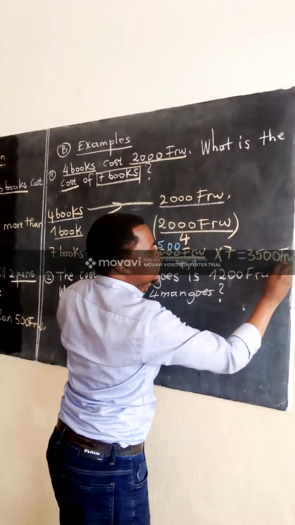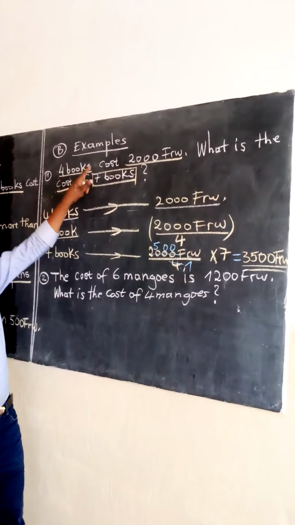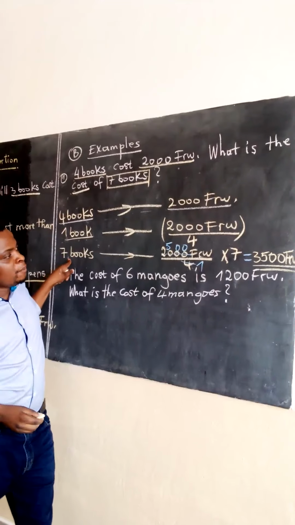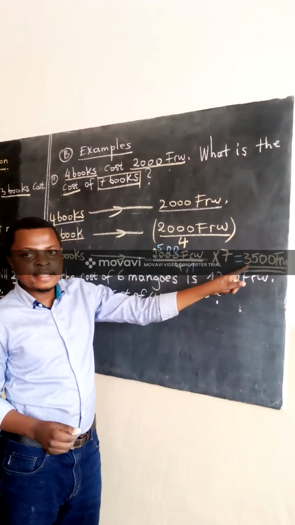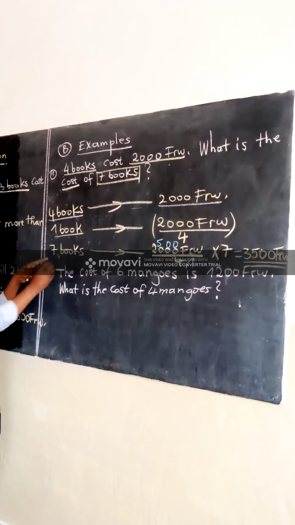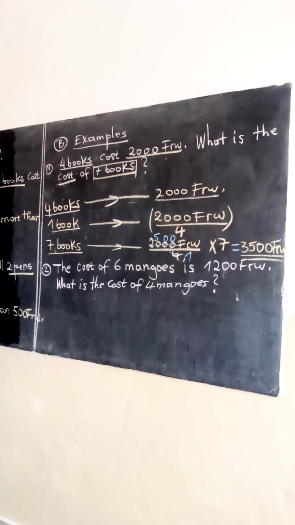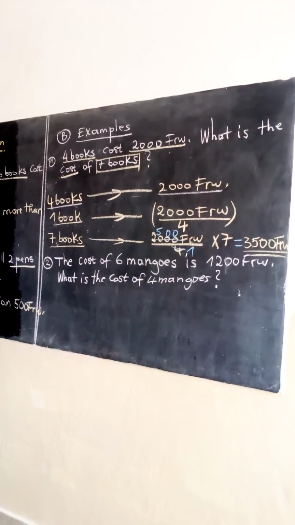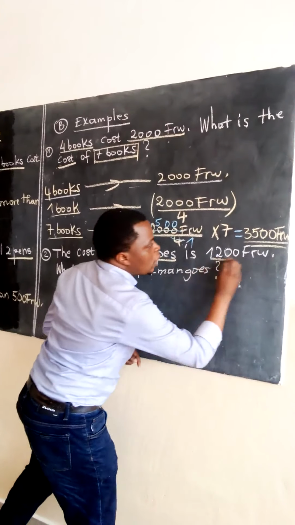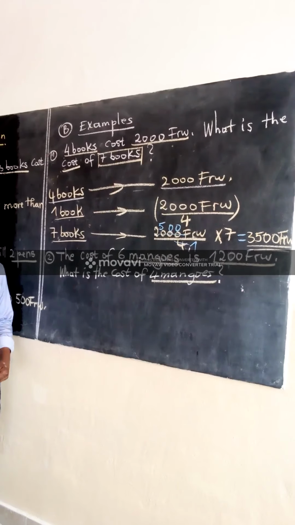Remember, if they ask what is the cost, the answer will not be books, the answer will be francs. So therefore, 7 books will cost 3,500 francs. You see, when the number of books increases, the amount of money also increases. It is clear. So the second example: the cost of 6 mangoes is 1,200 francs. What is the cost of 4 mangoes?